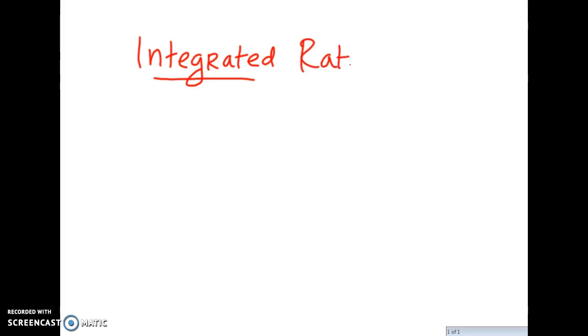All right, I'm just going to go over, just as a little supplement, how we get the integrated rate laws using calculus. All right, so this is where calculus comes in, that word, integration.